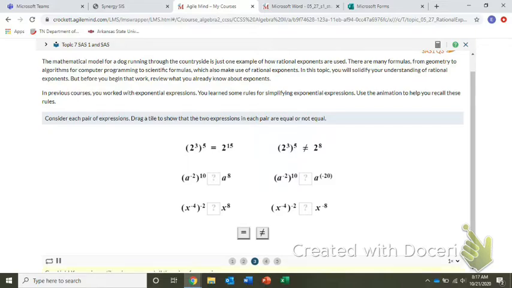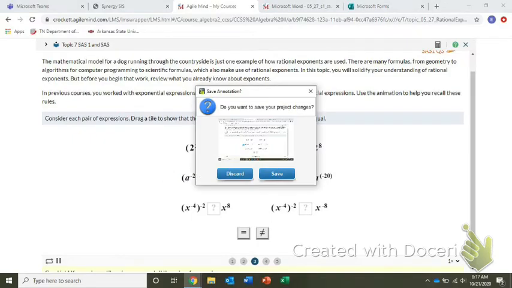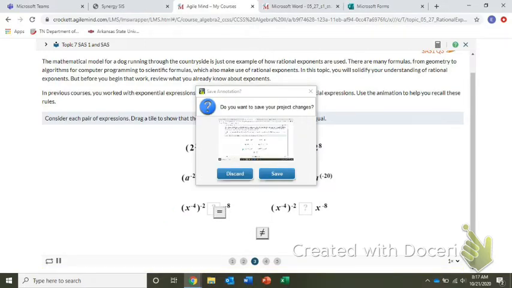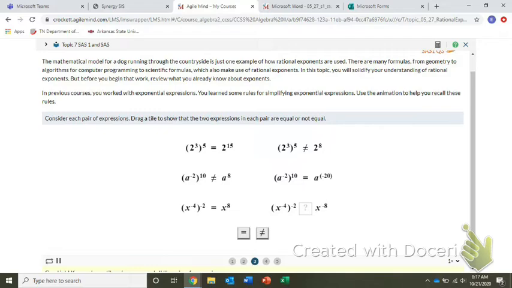The one right here is negative 2 and 10, 8. Nope. However, the one to the right of it, a negative 2 and a 10 is a negative 20, so that is equal. And the one in the bottom left corner, a negative 4 and a negative 2 does make a positive 8. However, the one to the right of it does not make a negative 8.